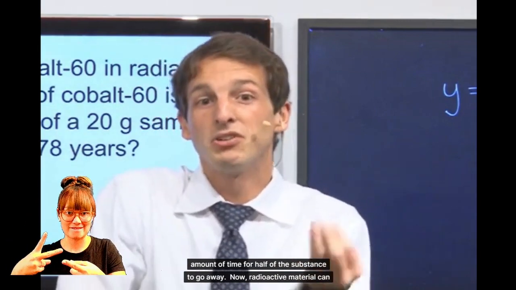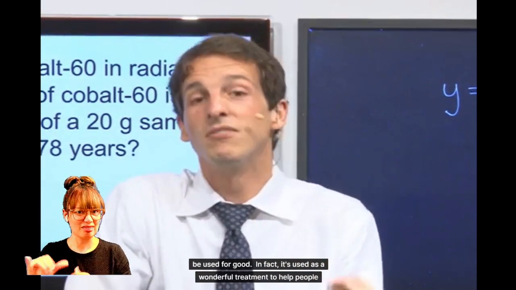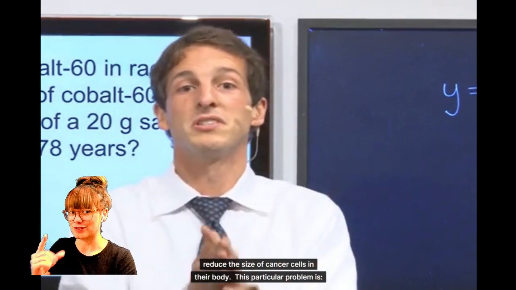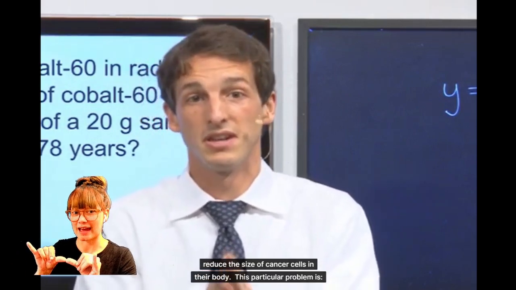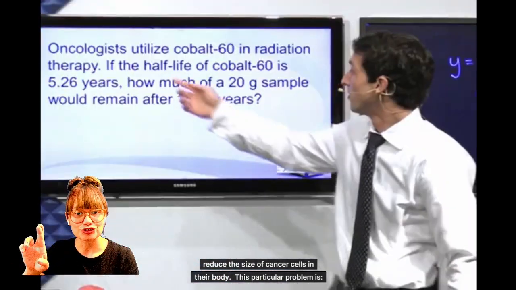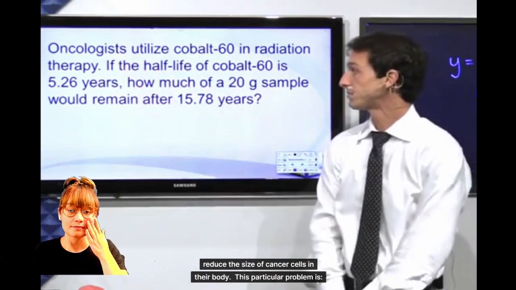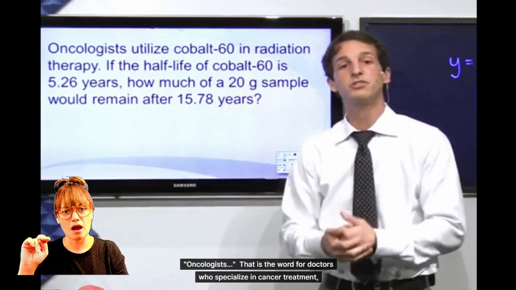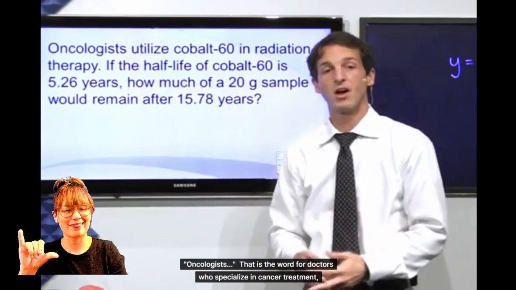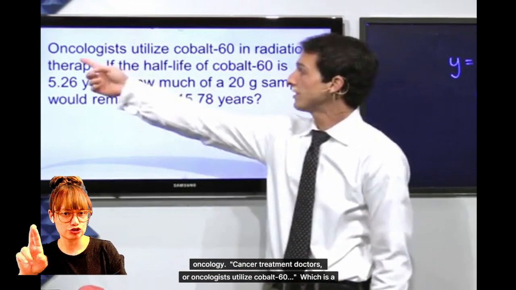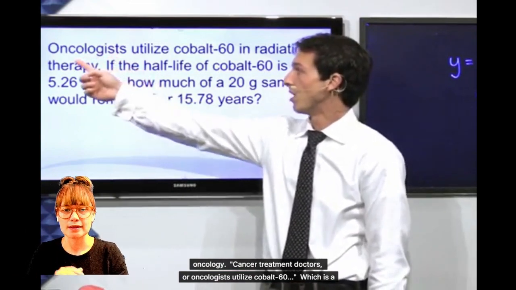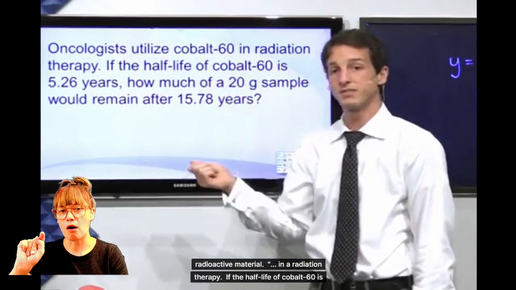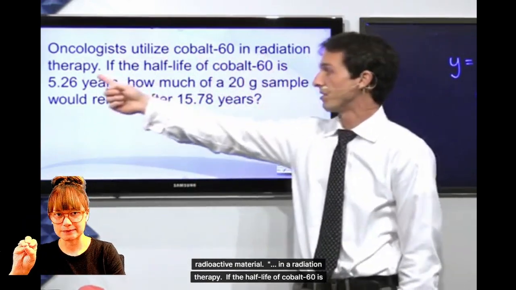Now, radioactive material can be used for good. In fact, it's used as a wonderful treatment to help people reduce the size of their cancer cells in their body. This particular problem: oncologists, that is the word for doctors who specialize in cancer treatment, oncology. So cancer treatment doctors, or oncologists, utilize cobalt-60, which is a radioactive material, in radiation therapy.